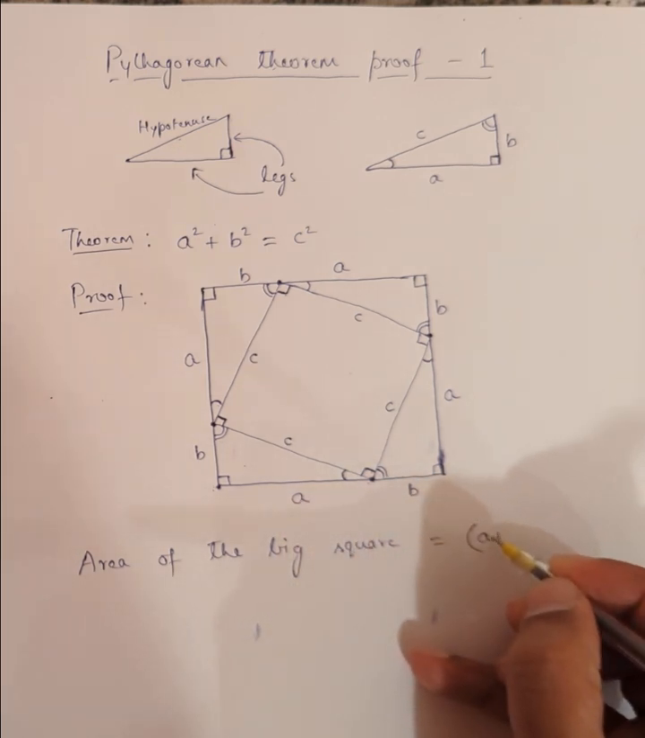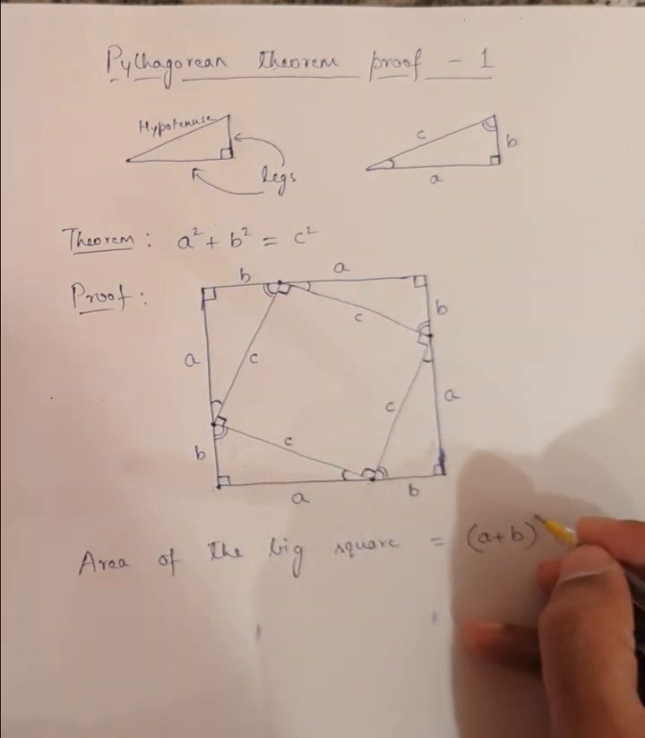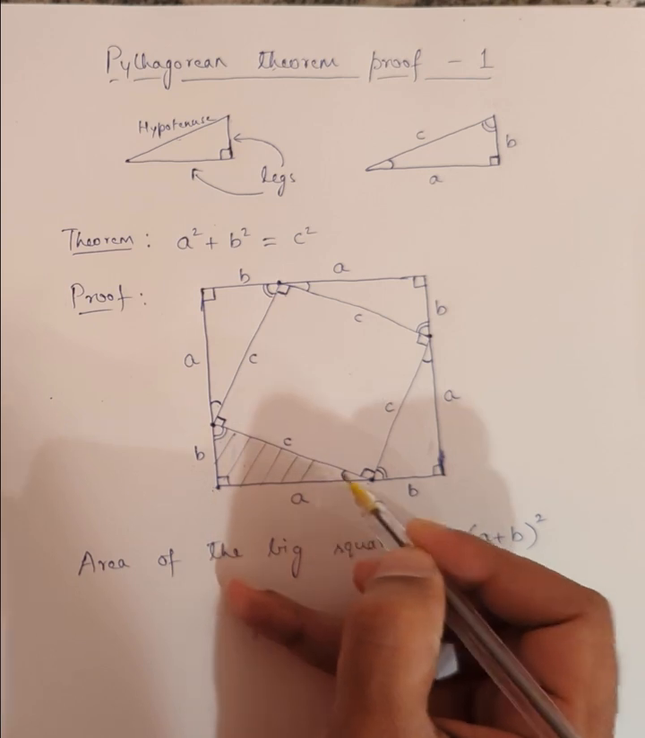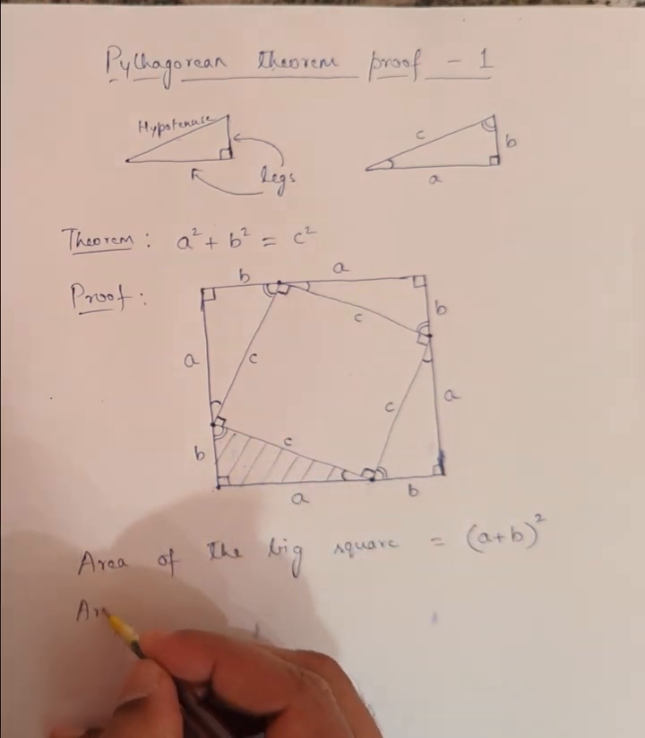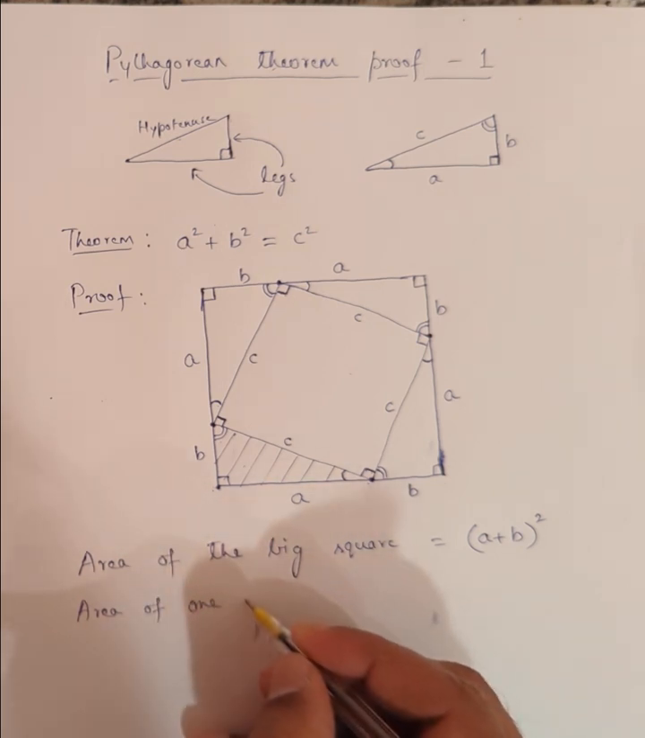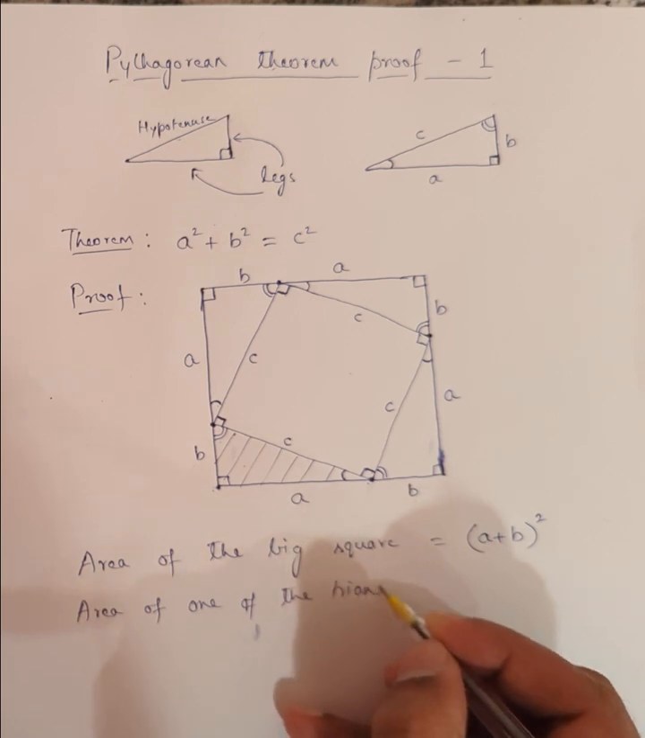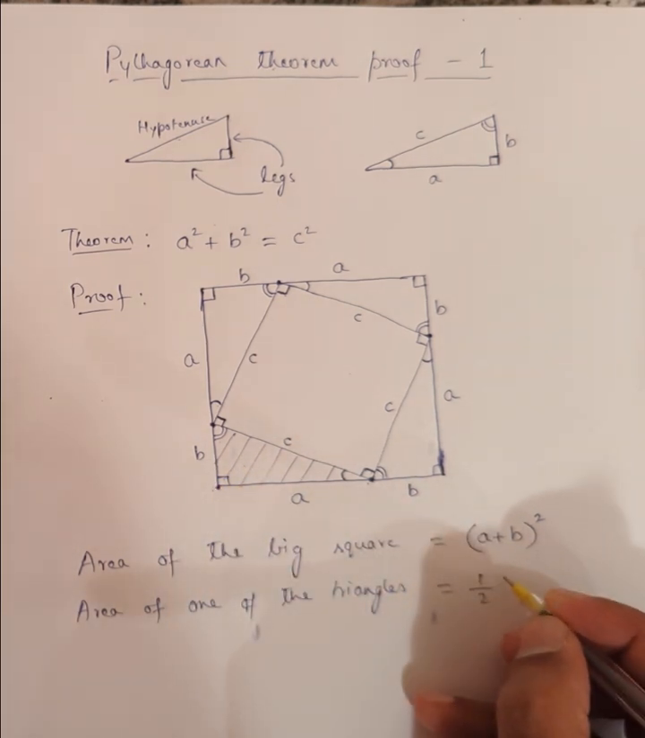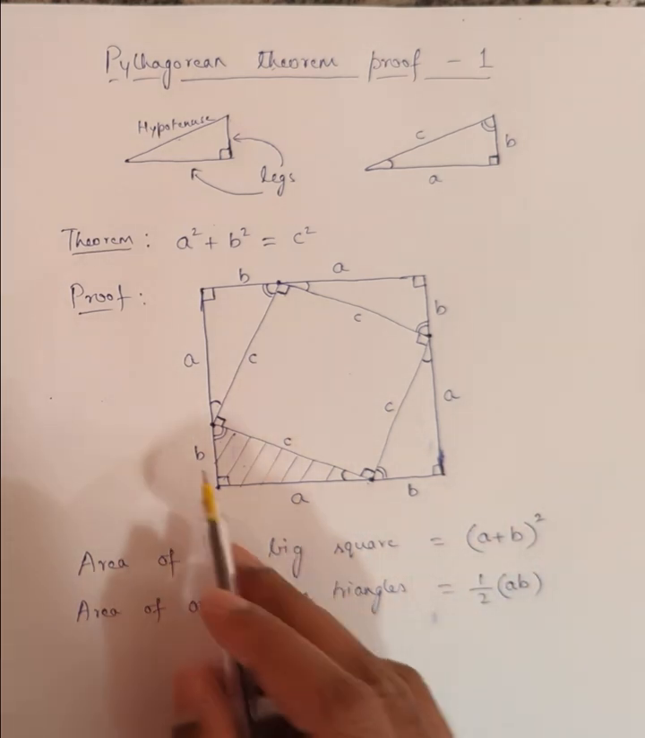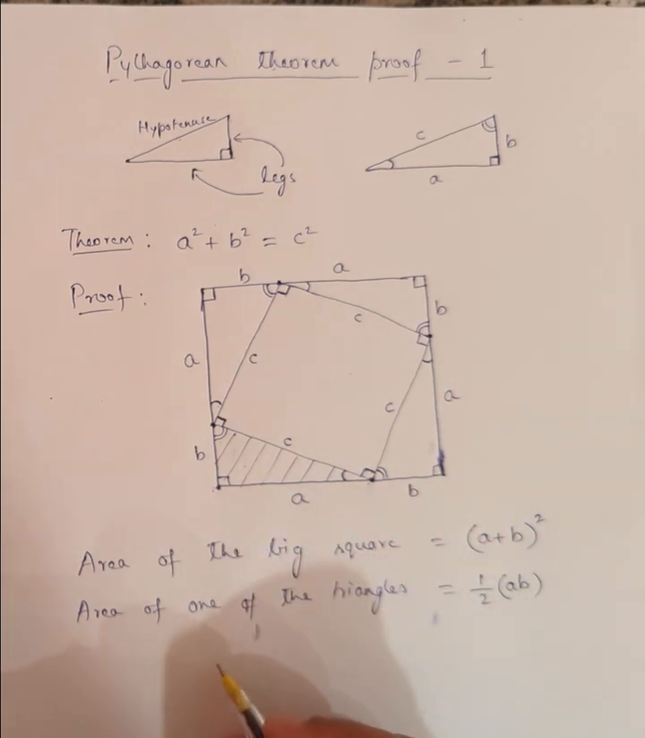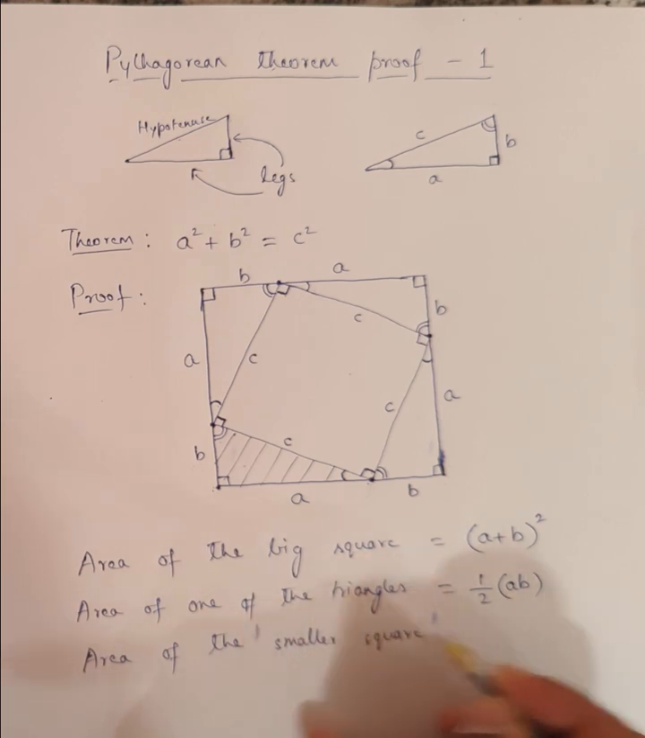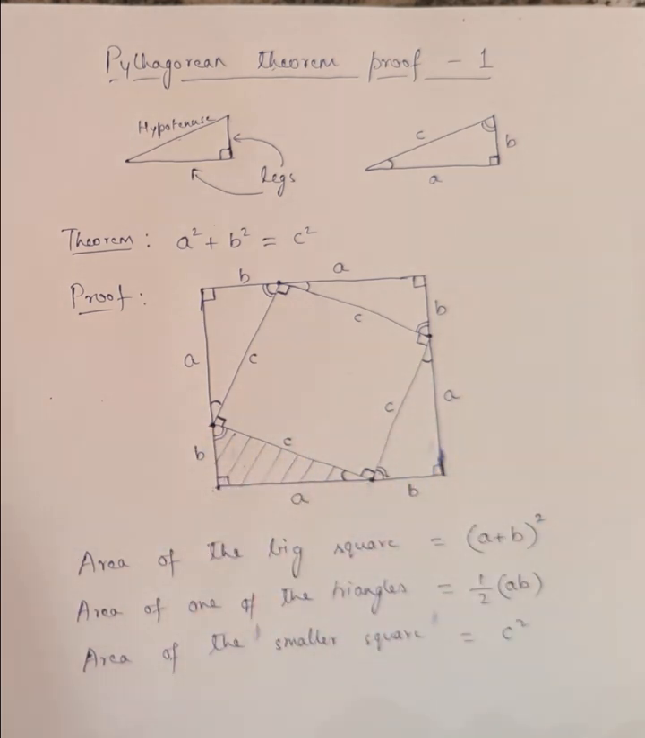is equal to a plus b times a plus b because that's a square with side length a plus b. Now what about area of one of the right triangles? So let's go ahead and write that. Area of one of the right triangles or one of the triangles. Since it's a right triangle with legs A and B, its area is going to be half AB because it's half times base times height. One of these is the base, the other is the height. And then area of the smaller square is going to be C square because its side length is C.